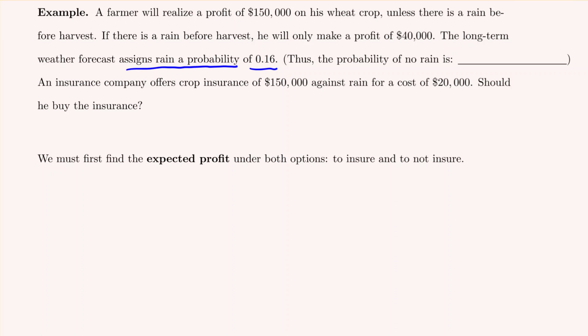Now we know it's either going to rain or not rain, correct? So if it's going to rain, that's 0.16. So the probability of no rain, well, the total probability is 1 minus what we are looking not to happen, 0.16. And that leaves us with the probability of no rain is 0.84.